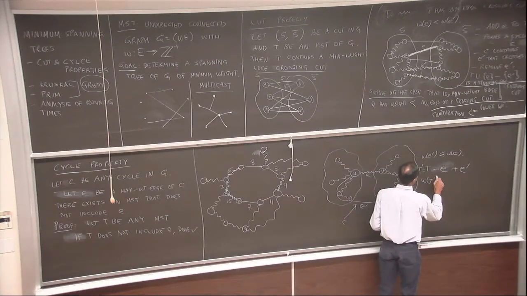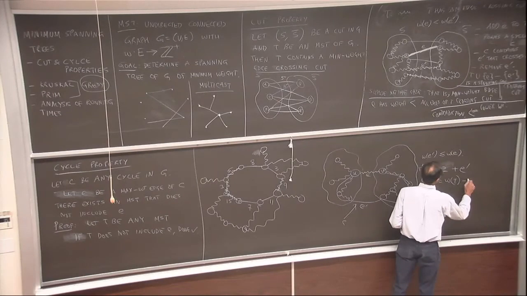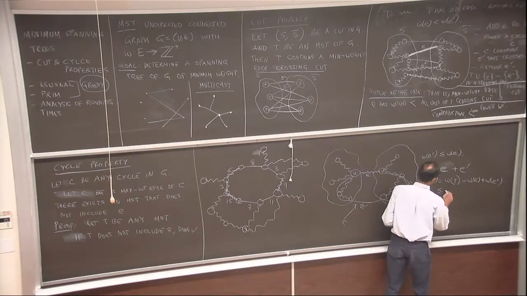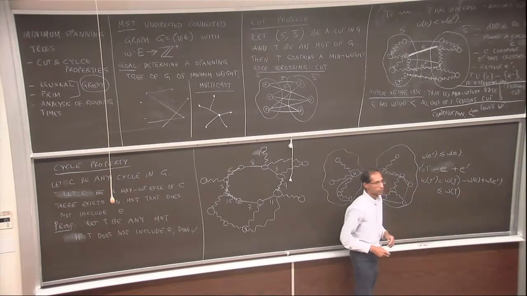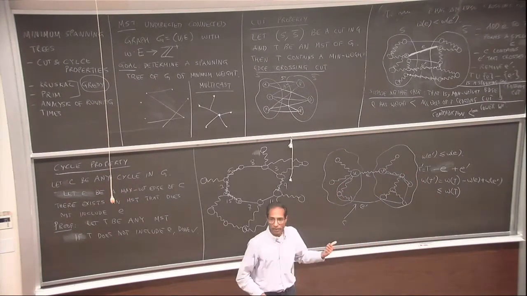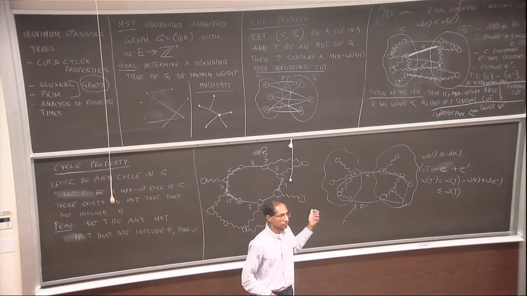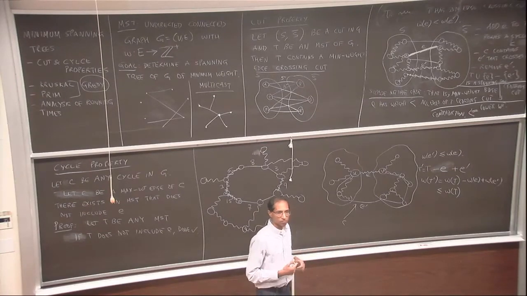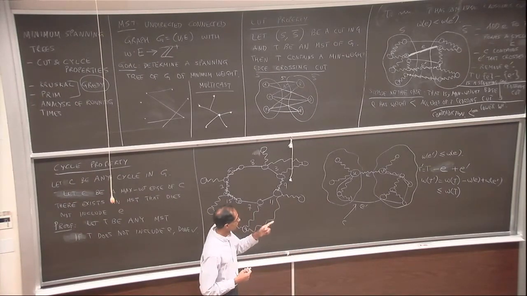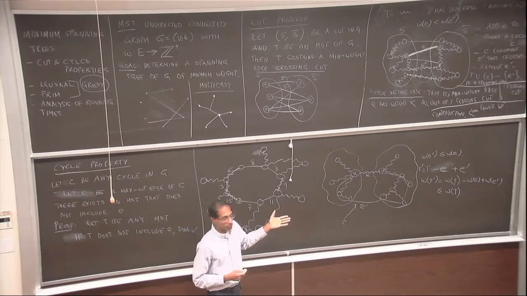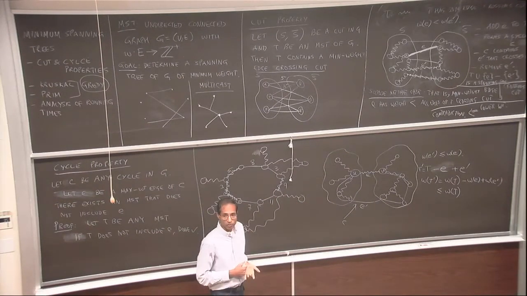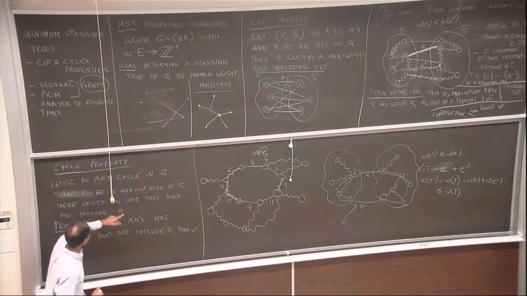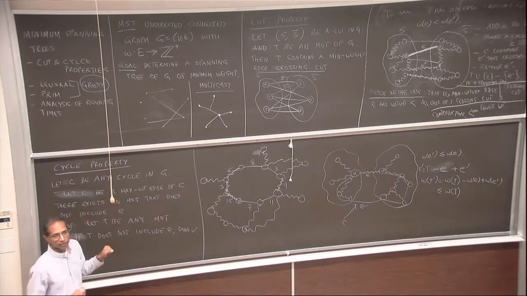What about the weight of T prime? The weight of T prime is weight of T minus the weight of E plus the weight of E prime, which is at most the weight of T. So if T is a minimum spanning tree, then T prime will also be a minimum spanning tree, because T prime has weight less than or equal to the weight of T. So T prime is a minimum spanning tree. So we have shown that there exists a minimum spanning tree that does not include E.